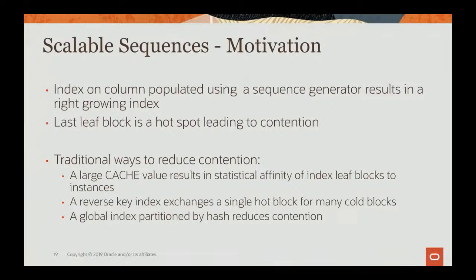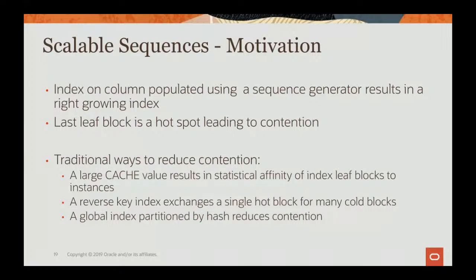As we've seen before, a very common use case for sequences is to insert the values into a table column, typically with an index on it. Usually this insertion is done with a high degree of parallelism. And since we're inserting growing values from a sequence, the B+ tree grows only at the tail. So this results in a right-growing index where the leaf block becomes a hotspot, leading to contention.